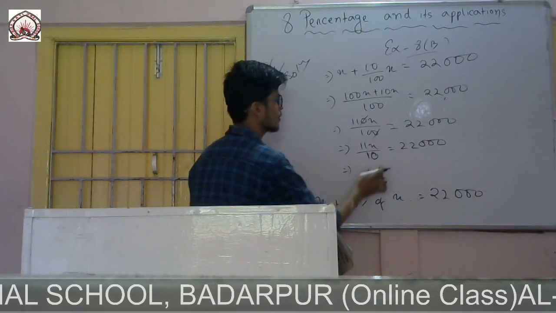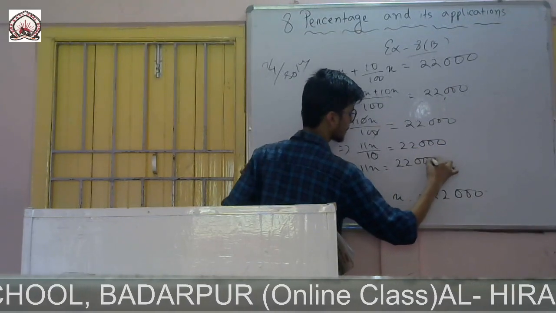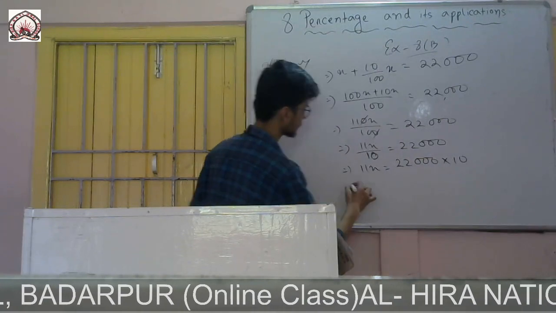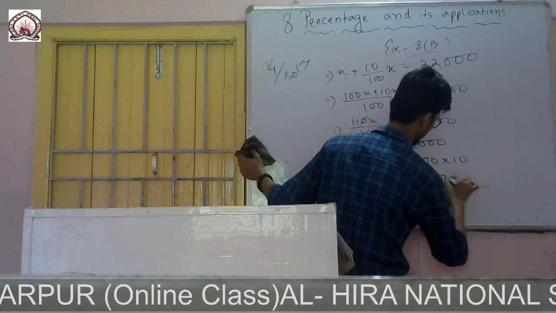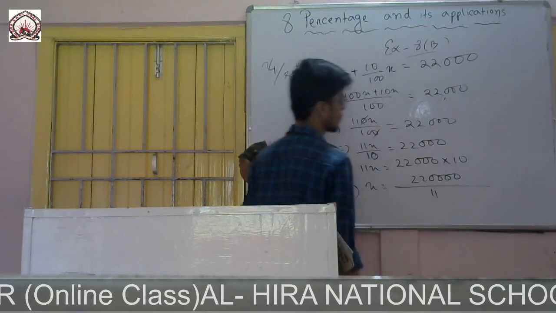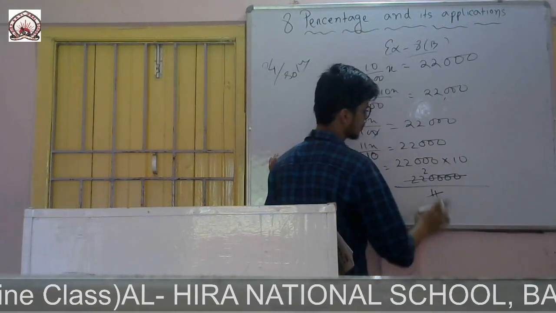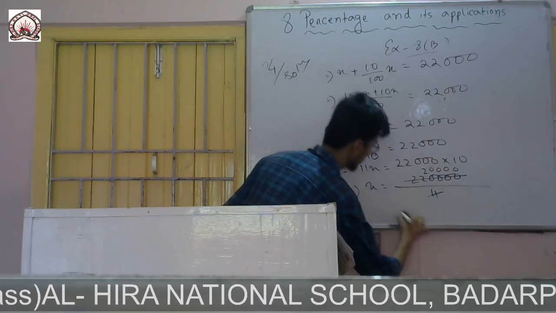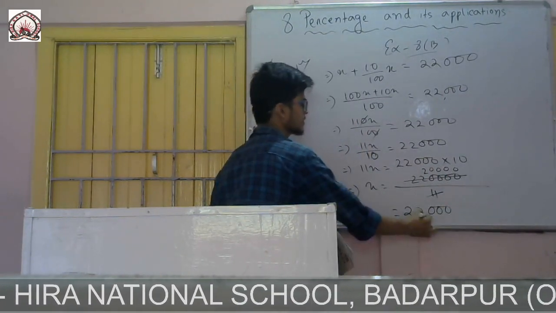Now I'll multiply with this one. 11x will be equal to 22,000 into 10. Next line, x will be equal to 22,000 into 10 over 11. If I cancel with 11, 11 twos are 22. Then how many zeros? 1, 2, 3, 4. That means the value of x is 20,000.